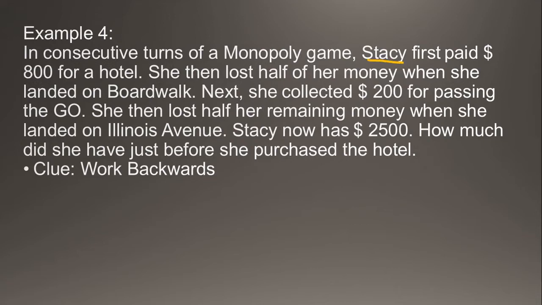Example 4. So, in consecutive turns of a Monopoly game, Stacy first paid $800 for a hotel. She then lost half of her money when she landed on Boardwalk. Next, she collected $200 for passing Go. She then lost half her remaining money when she landed on Illinois Avenue. So, Stacy now has $2,500. How much did she have just before she purchased the hotel?